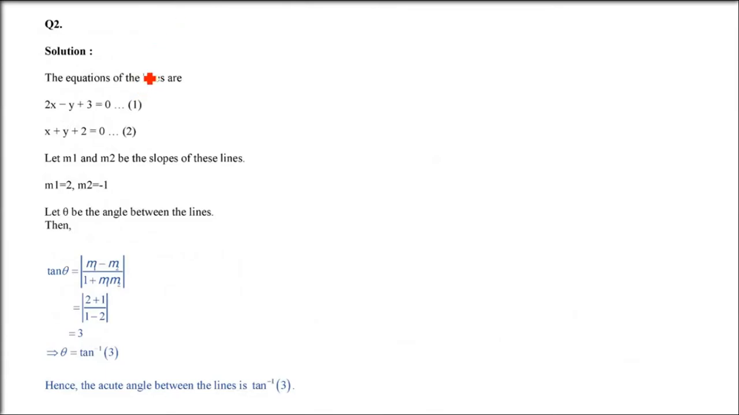This is question number 2. Find the acute angle between the lines 2x minus y plus 3 equals 0, x plus y plus 2 equals 0. So m1 of this line is 2, m2 is minus 1. m1 minus m2 by 1 plus m1 m2, that is 3 is going to come. Tan theta is 3, so theta is tan inverse 3.